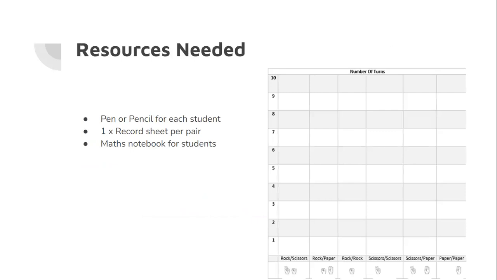The resources that students will require are a pen or pencil each, one record sheet per pair, which is listed to the right, and each student's maths notebook.